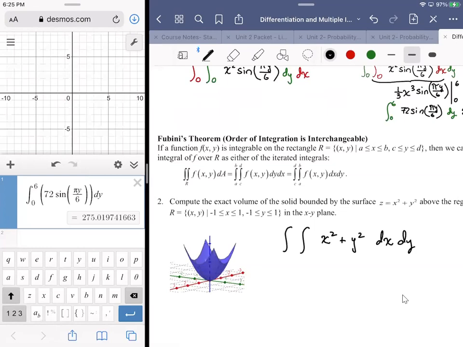The bounds are, this is a square set of bounds: -1 to 1 on the x's and -1 to 1 on the y's. As multiple integration problems go, this really couldn't be any easier. That's not true. There are a lot of ways it could be easier, but this is a pretty easy one because integrating with respect to x gives us 1/3 x cubed. With respect to x, the y squared is treated as a constant, so this becomes plus x y squared.